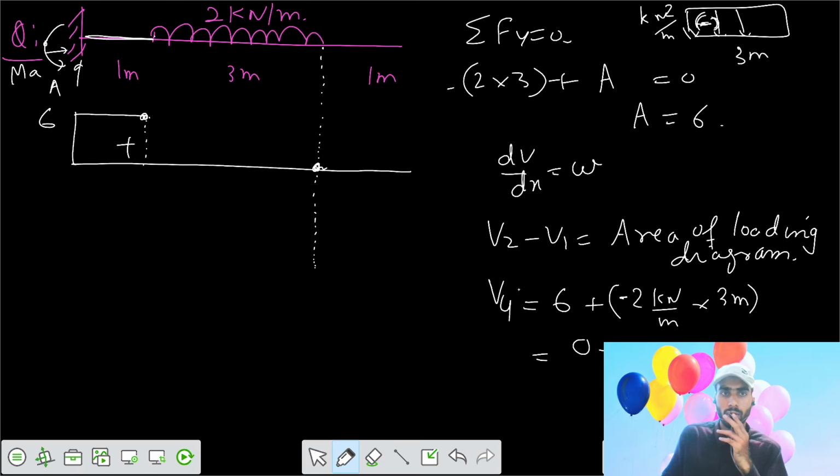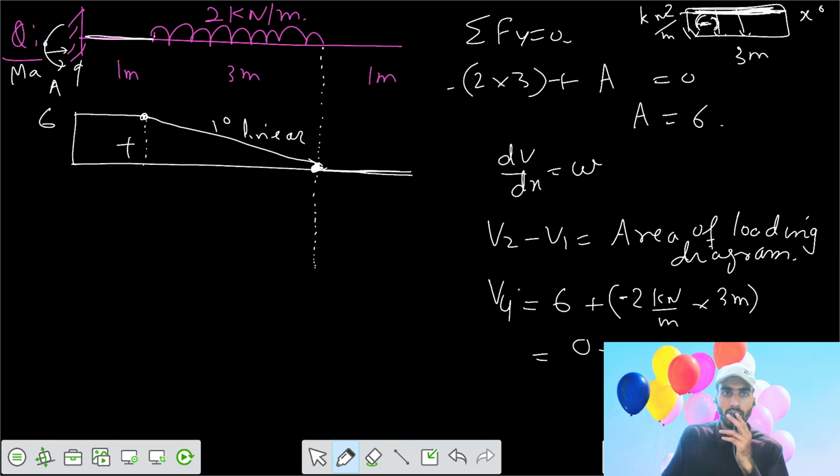So from this point to this point, since loading was constant, a function of x power 0, your SFD would become a function of x power 1. That's a linear variation. And after that there's no shear force, since we got the shear force here 0, and in this part no load is acting.